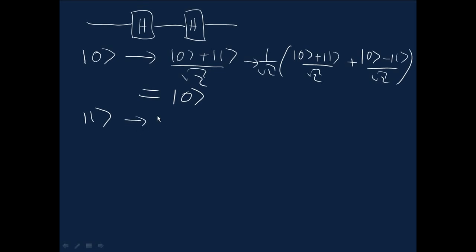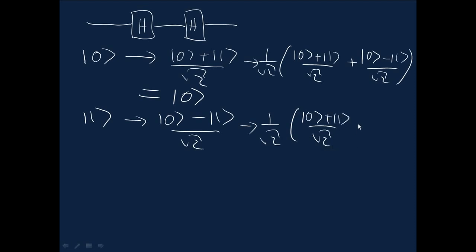And the 1 state is taken to (0 minus 1) over root 2 by the first gate, and then to (0 plus 1) over root 2 minus (0 minus 1) over root 2. So now the 0 terms cancel with each other, and the plus 1 terms reinforce. We've got a double minus here, and we end up with the 1 state as the output. So in fact, this quantum circuit is also equivalent to the quantum wire.